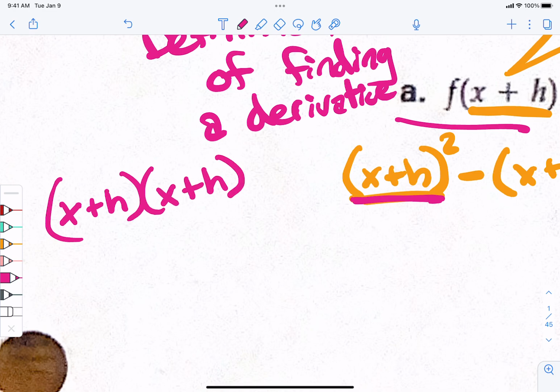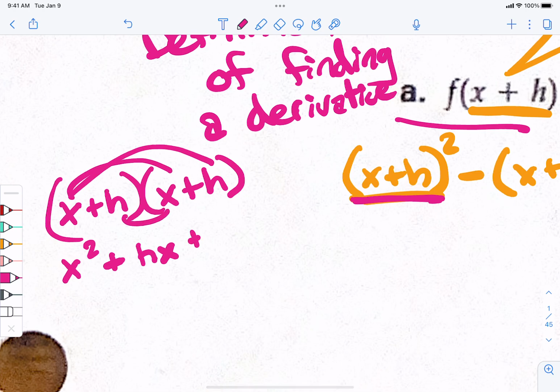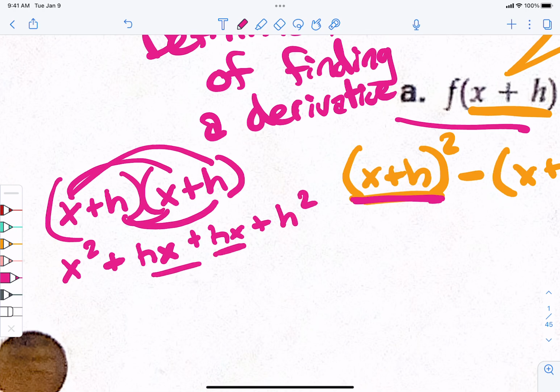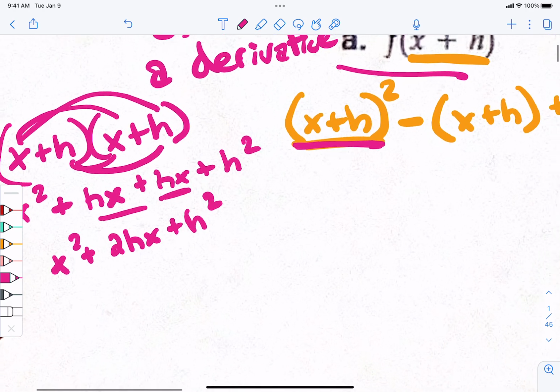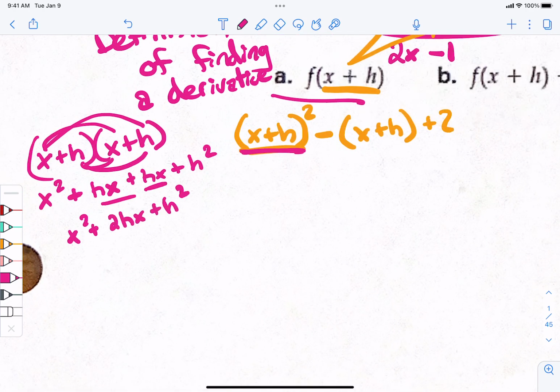Because h is not a number, it makes it kind of weird. So x times x is x squared. X times h, how do you want to write that? xh, hx, doesn't matter. Plus another hx plus h squared. Now these two, I have two hx's, so I have plus 2hx. So I have x squared plus 2hx plus h squared. Good? Are we happy with this so far? Kind of? So this guy becomes x squared plus 2hx plus h squared.